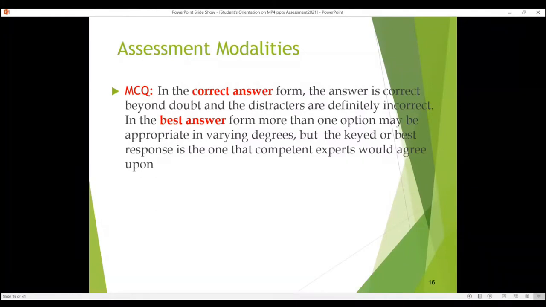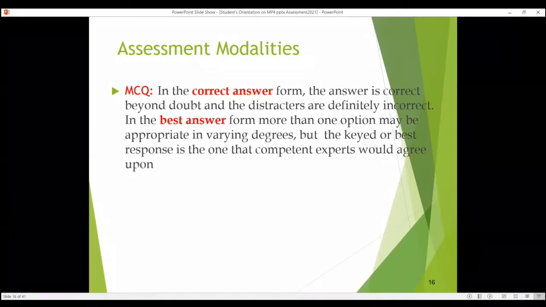Let's say, I'm just giving an example. Which is the capital of Trinidad and Tobago? We say Port of Spain, we say Georgetown, we say New York, we say Miami. So the correct answer is Port of Spain. But when I talk about best answer type in medicine, what happens? In medicine or in healthcare professions, there is nothing as such absolutely correct answer because it varies from expert to expert. So we agree on the best answer based on how competent experts agree on the answer. So in that case, you have to answer that question.